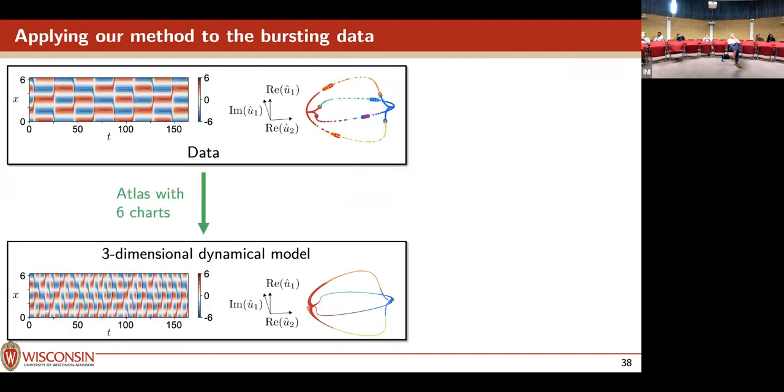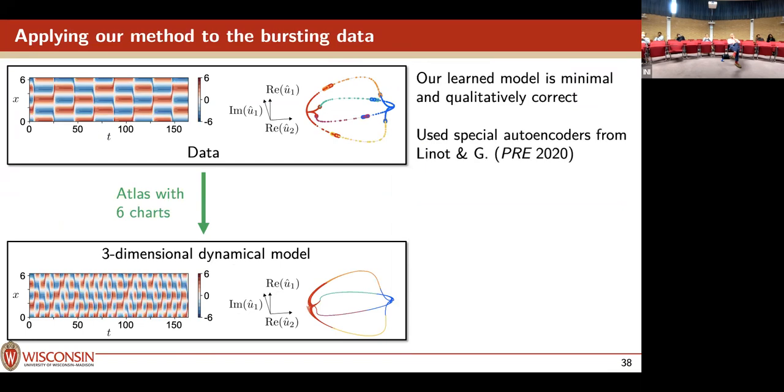So this is the data, and our model reduced down to three dimensions. Here's a skeleton of overlapping charts, and here's the dynamics. We don't quite get everything right here. The reason is that the amount of time you spend near these saddle points depends very sensitively on how close you come to the stable manifold. The period will diverge as you get closer and closer. So we can't quite capture in quantitative detail the separation in time scales here.